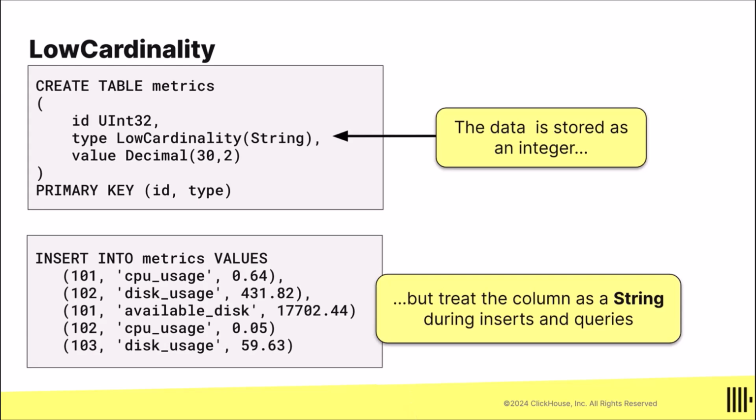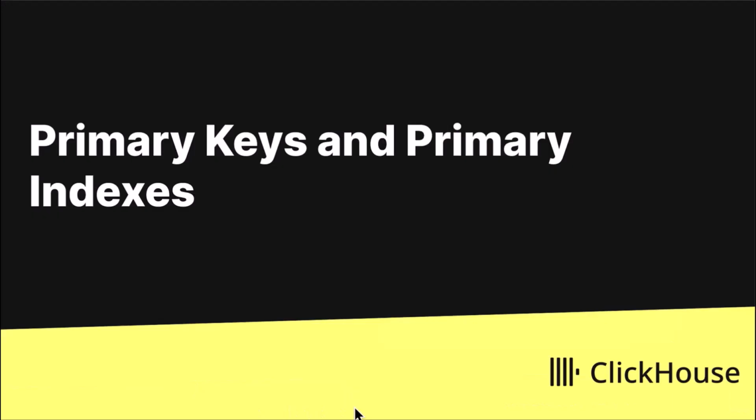Like here, I made the type column a low cardinality string. Now I can pass in any string I want. Now I only passed in like 3 different values. Yeah, you treat it as a string. Behind the scenes, ClickHouse stores it in this optimal way. So big fan of low cardinality. We highly recommend you use it.